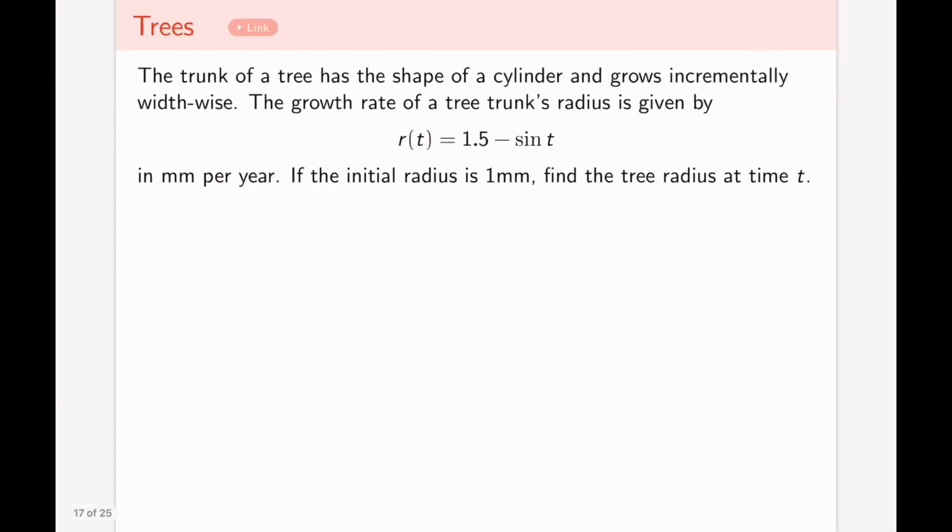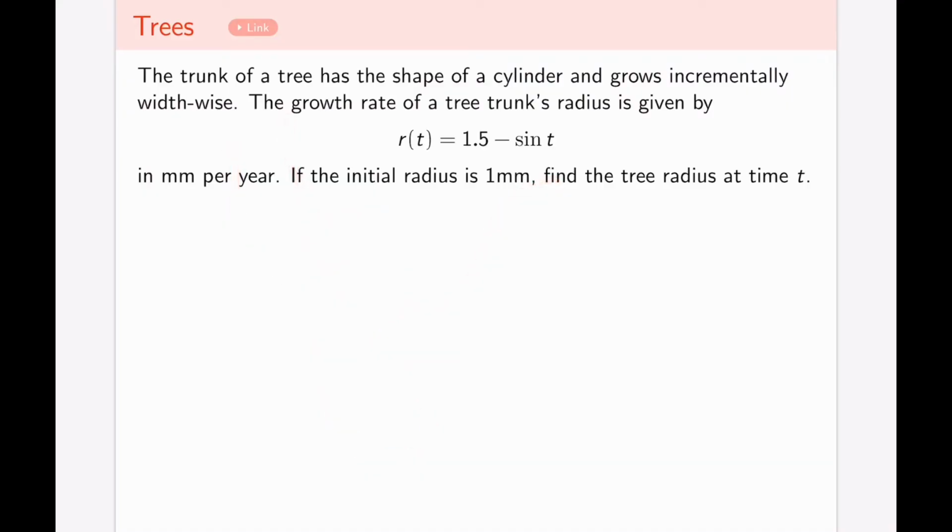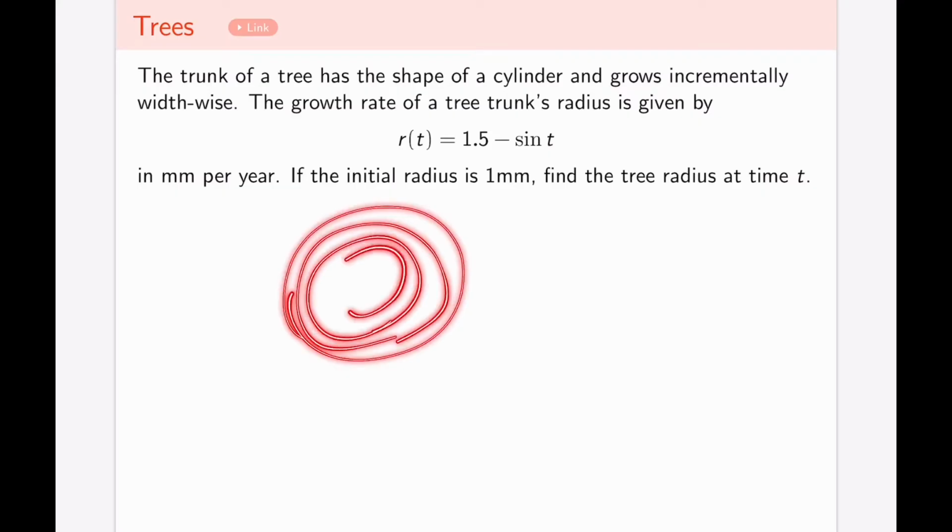So here we have trees and the way that trees grow. A trunk of a tree, we're assuming, has the shape of a cylinder. That's not a far-fetched assumption. Most trees do, in fact, look something like this, with branches and whatnot. And we're going to assume that it grows incrementally widthwise. So it's acquiring the rings as the time goes on.